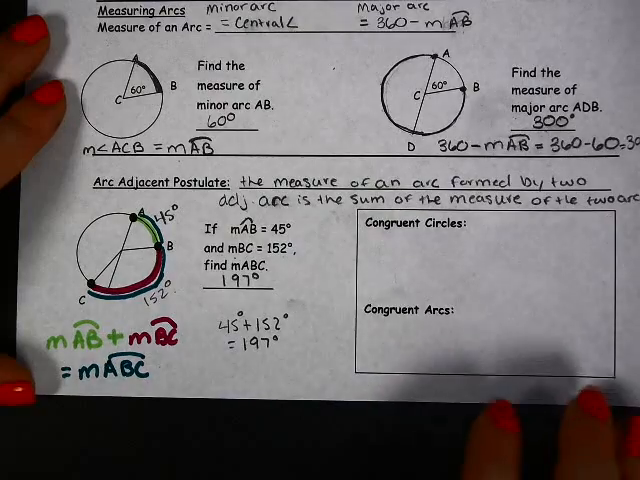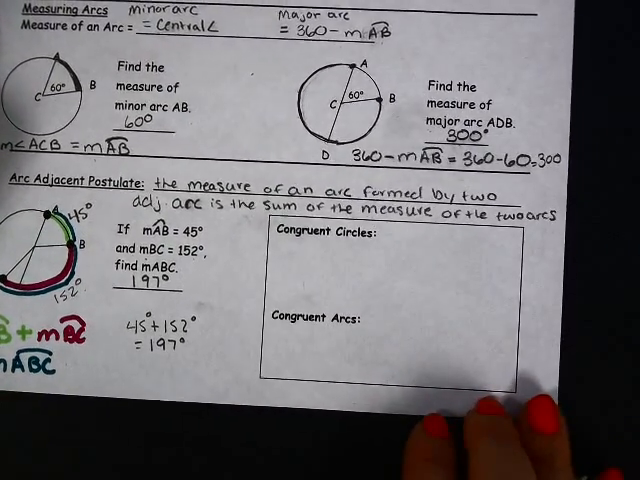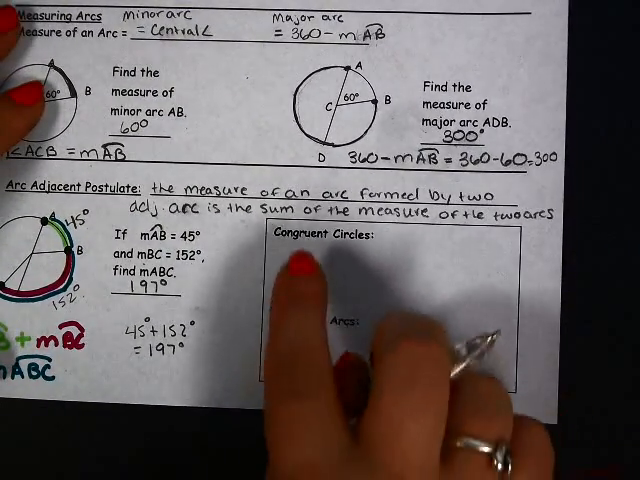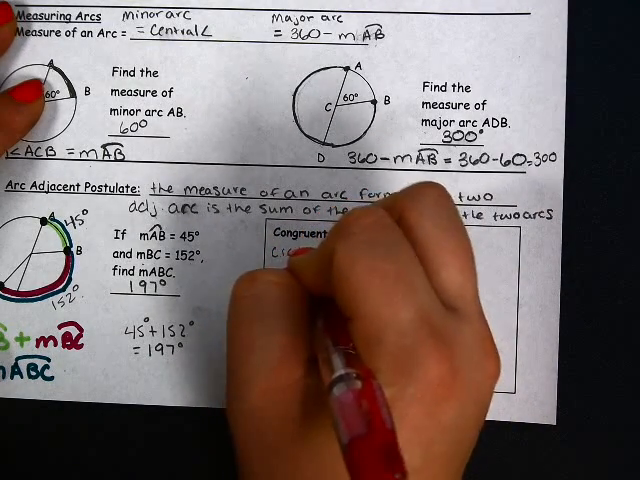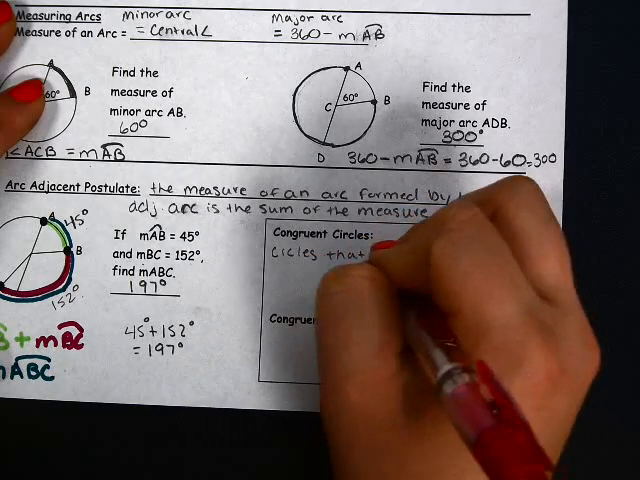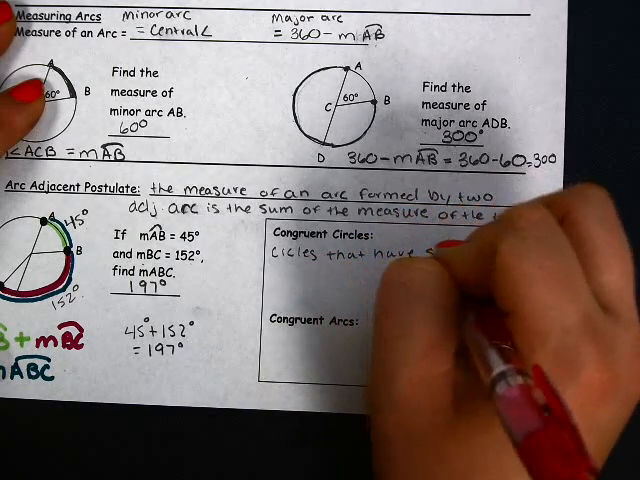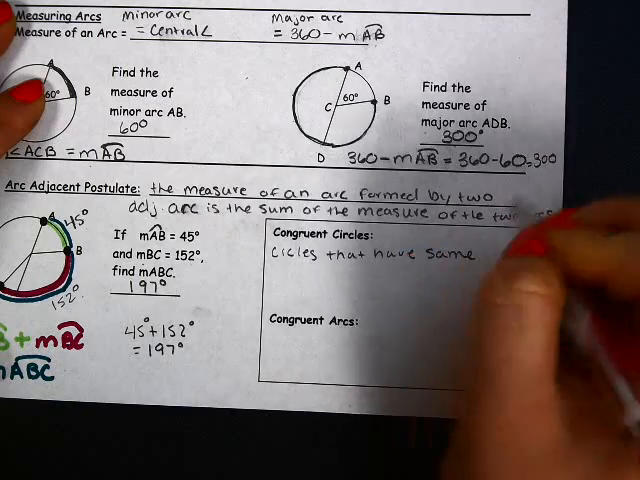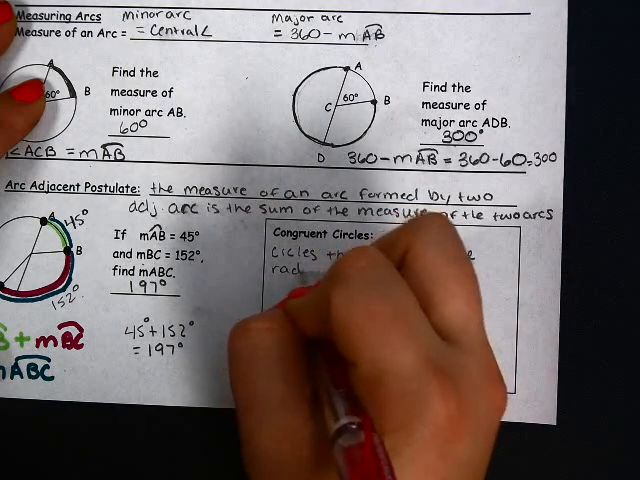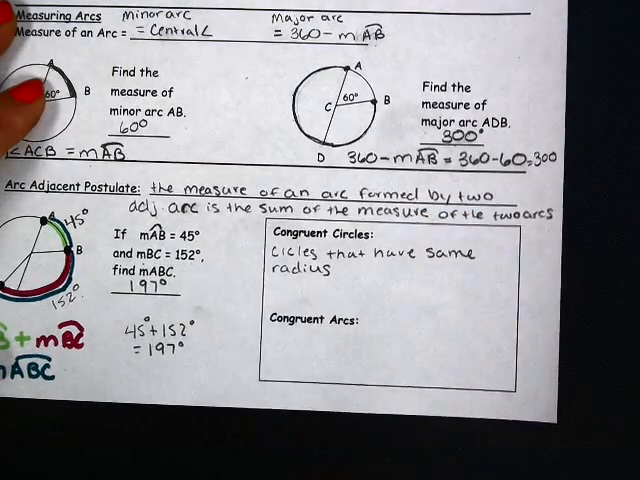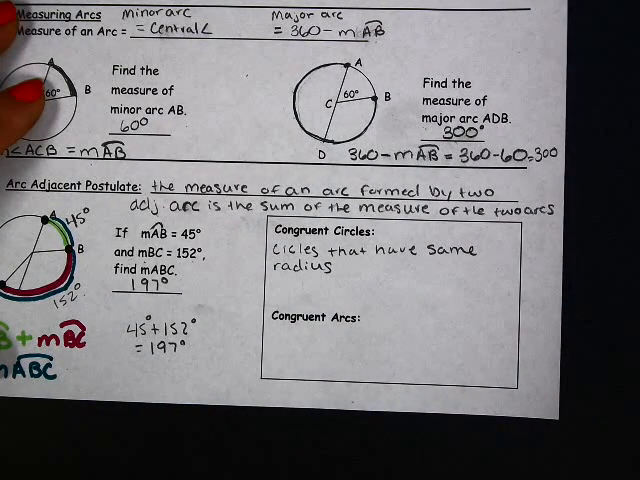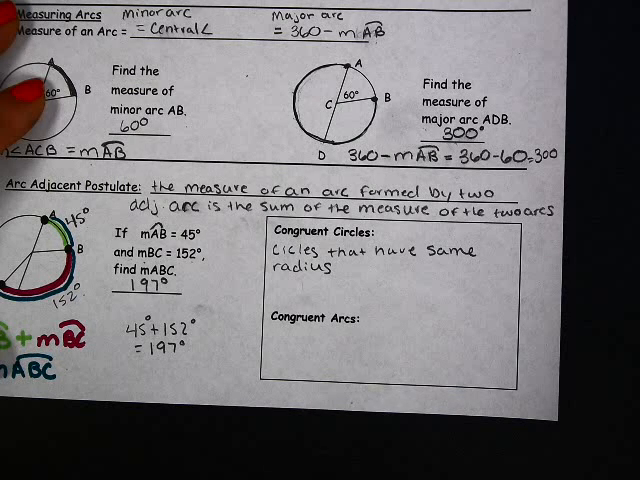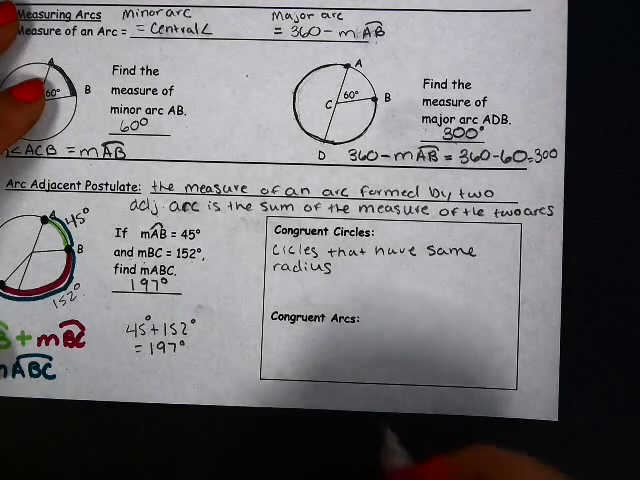And then there's two more vocab words that I would like for you to know for this section. The first is that congruent circles are circles that have the same radius. Okay, and then congruent arcs: if circles have the same measure, then they are arcs of the same or congruent circles. So let me write that out for you.